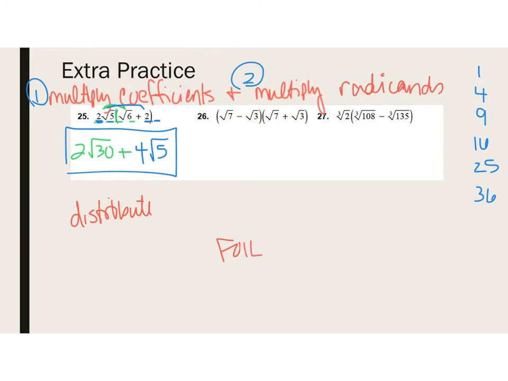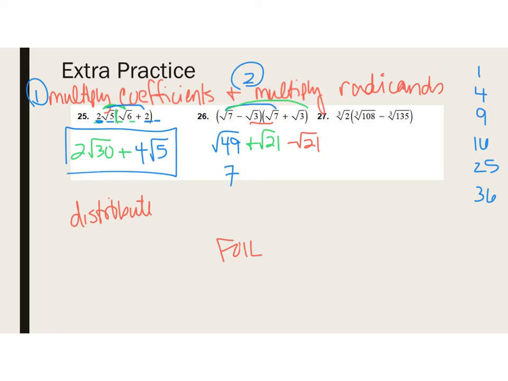All right, FOIL. So we're going to do first. So square root of 7 times square root of 7. So their coefficients are just 1. So square root of 7 times square root of 7 is the square root of 49. Or do you happen to know the square root of 49? It is just 7. So you can jump straight there if you want to. Square root of 7 times square root of 3 is going to be the square root of 21. Negative square root of 3 times the square root of 7 is a negative square root of 21.